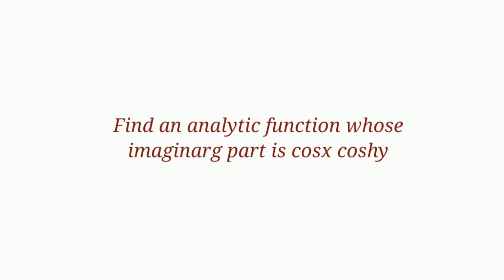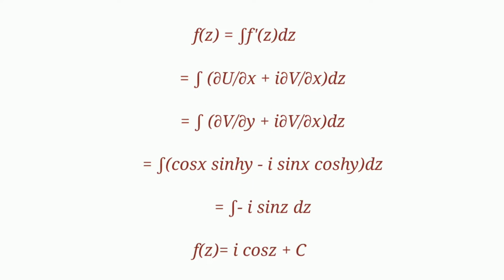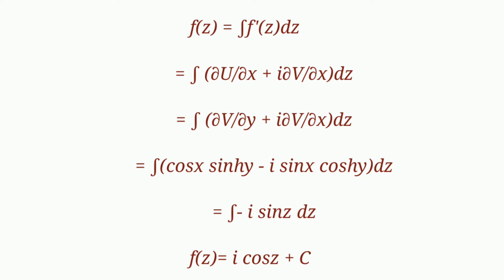Consider the next question. Find an analytic function whose imaginary part is cos x cosh y. That is, v is given. v is cos x cosh y. You find ∂v/∂x and ∂v/∂y. We have f(z) equal to the integral of ∂u/∂x plus i ∂v/∂x into dz. By Cauchy-Riemann equations, we can replace ∂u/∂x by ∂v/∂y. So the integral becomes the integral of ∂v/∂y plus i ∂v/∂x into dz. You replace ∂v/∂y and ∂v/∂x.